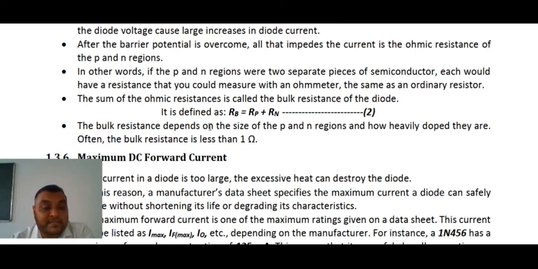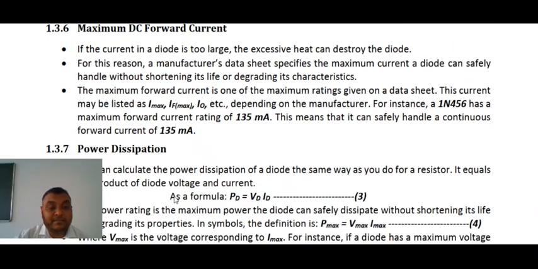So it is defined as the bulk resistance is equal to Rp plus Rn, meaning the resistance of your P side plus the resistance of your N side equals the bulk resistance. And the bulk resistance depends on the size of the p and n regions and how heavily doped they are. Often the bulk resistance is less than 1 ohm, so we will consider the bulk resistance as less than 1 ohm. Okay, now what is the maximum DC forward current?